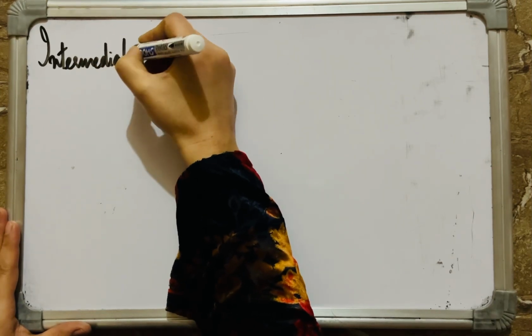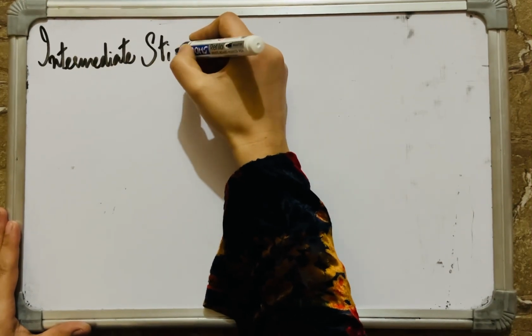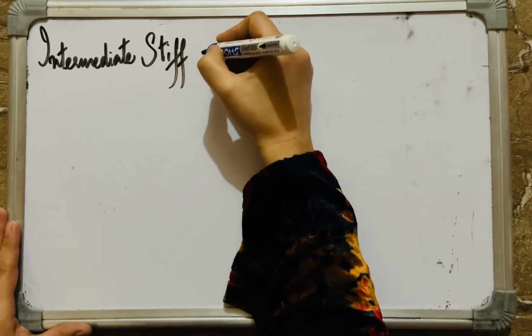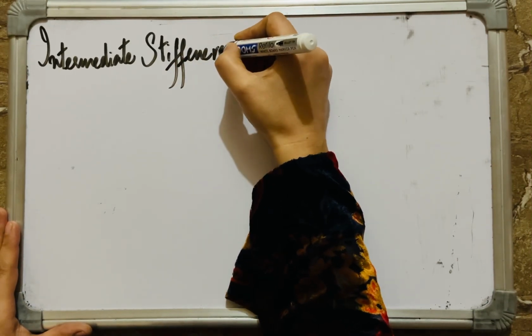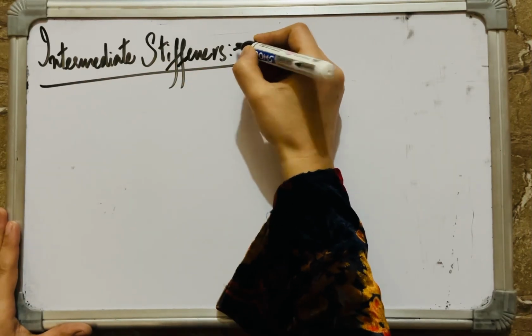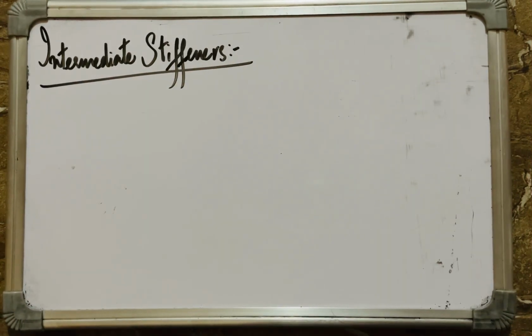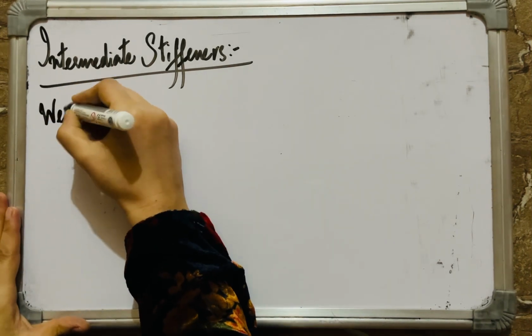Intermediate stiffeners, all right? Step by step, we are designing this steel trussed bridge. Now we have to design these intermediate stiffeners. And what is the role of these stiffeners? Vertical stiffeners in a steel truss bridge are required to prevent web buckling.